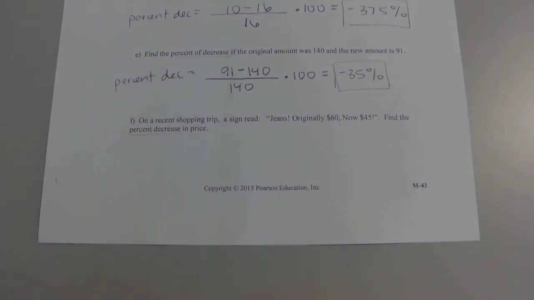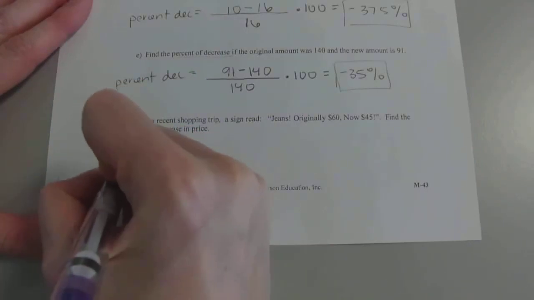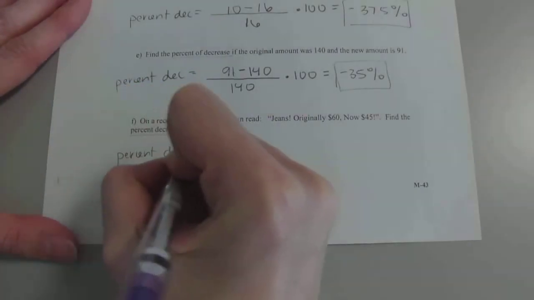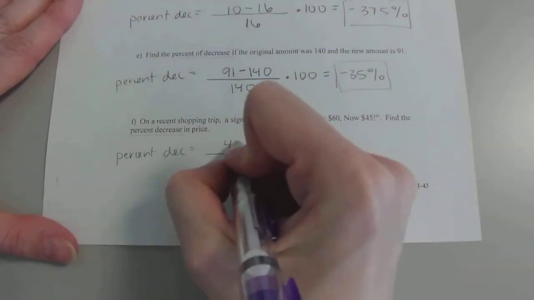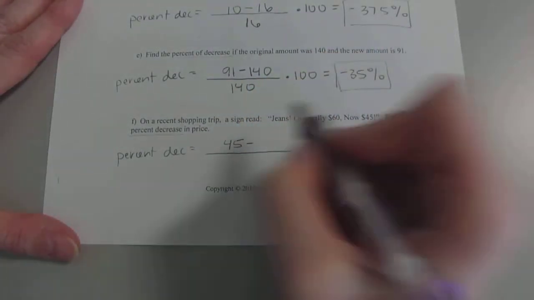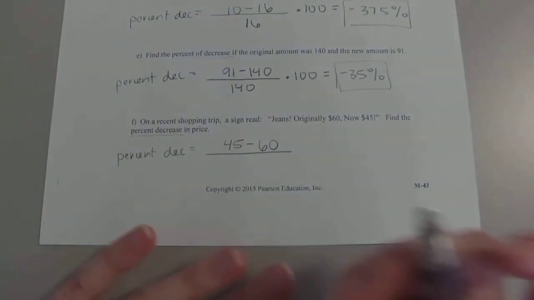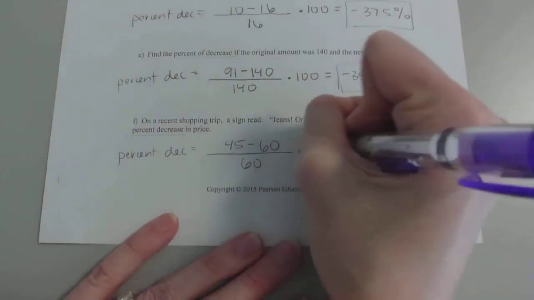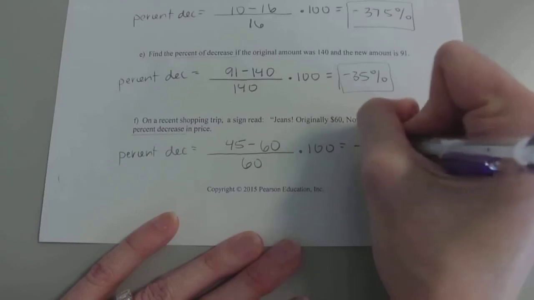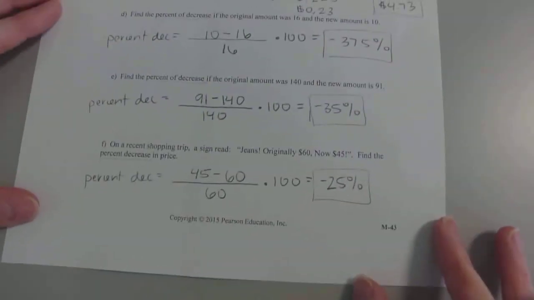Last one. On a recent shopping trip, a sign read jeans, originally $60, now $45. Find the percent decrease in price. So basically, what was the discount? Okay. So percent decrease, I'm going to use that same formula, new minus old over old. So what's the new price? They're now 45 minus the old price of 60. How does that $15 difference compare to the original price of 60? It's going to be 25% off. So you get negative 25%.